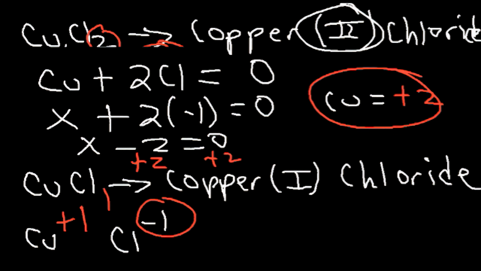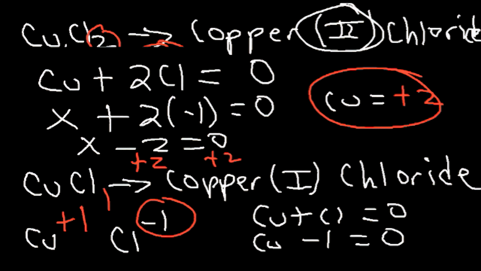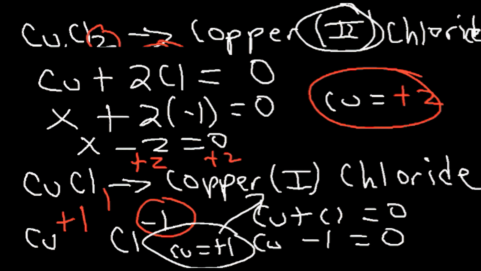For the other example, it's going to be Cu plus Cl, which equals 0. So Cl is -1. If you add 1 to both sides, you'll see that copper is equal to +1. So it's copper 1 chloride.